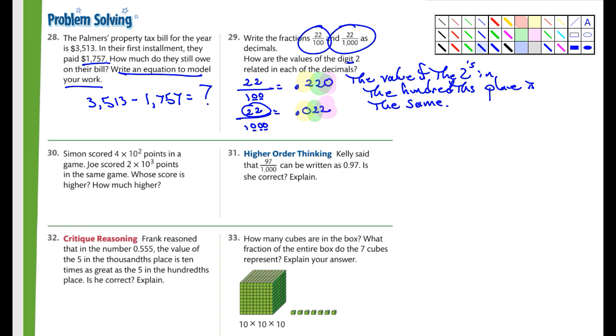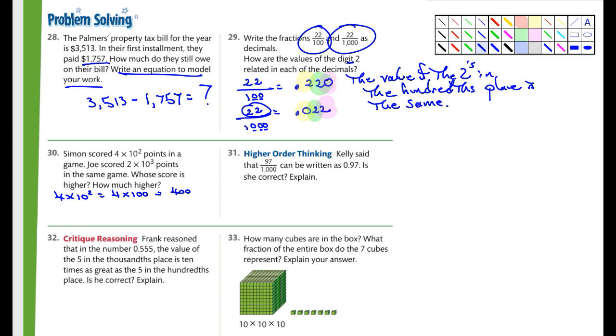Let's see here. Number 30. It says Simon scored 4 times 10 squared points in a game. Well, okay, so first thing I'm going to do is 4 times 10 squared. What does that equal to? That's 4 times 100, which equals 400.